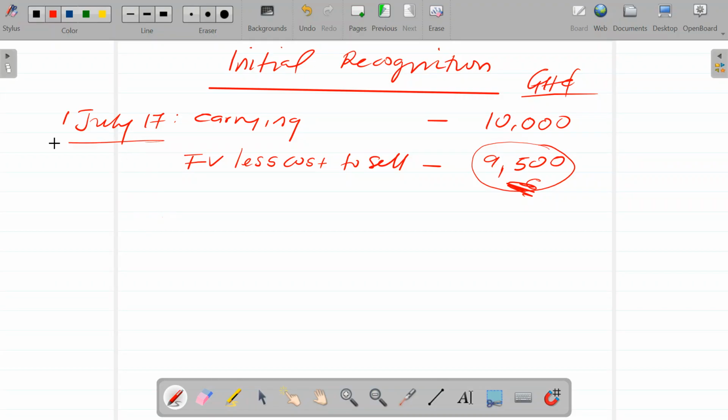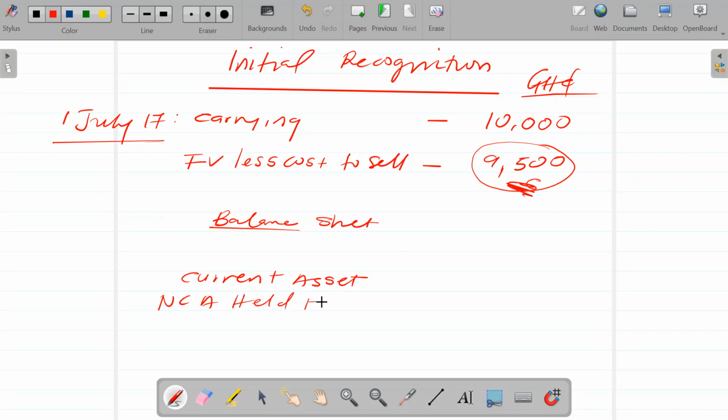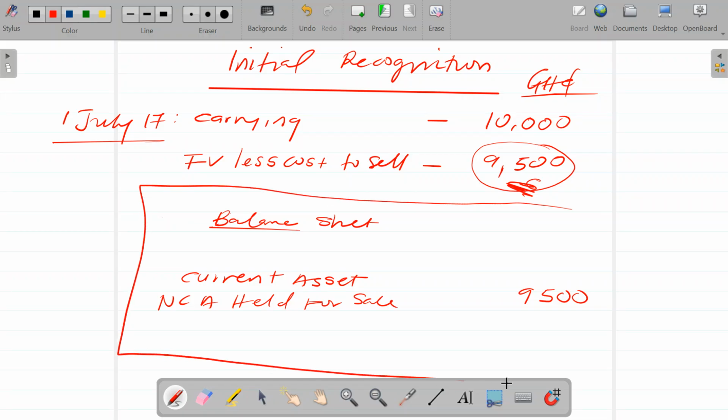So on this date, our balance sheet will look like this. This asset will go to current assets. In our current assets, we should see non-current assets held for sale, 9,500. This is how the initial recognition will look on the date of classification.